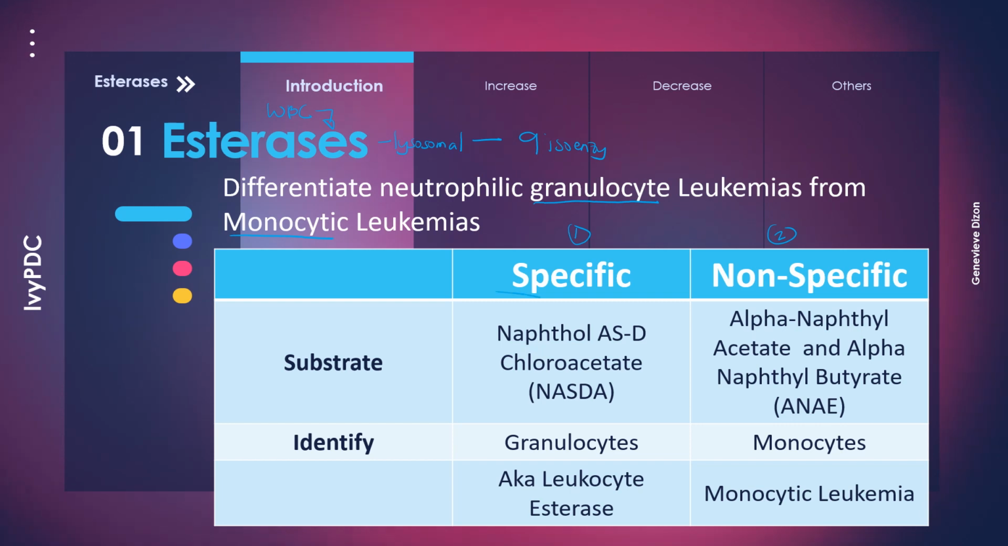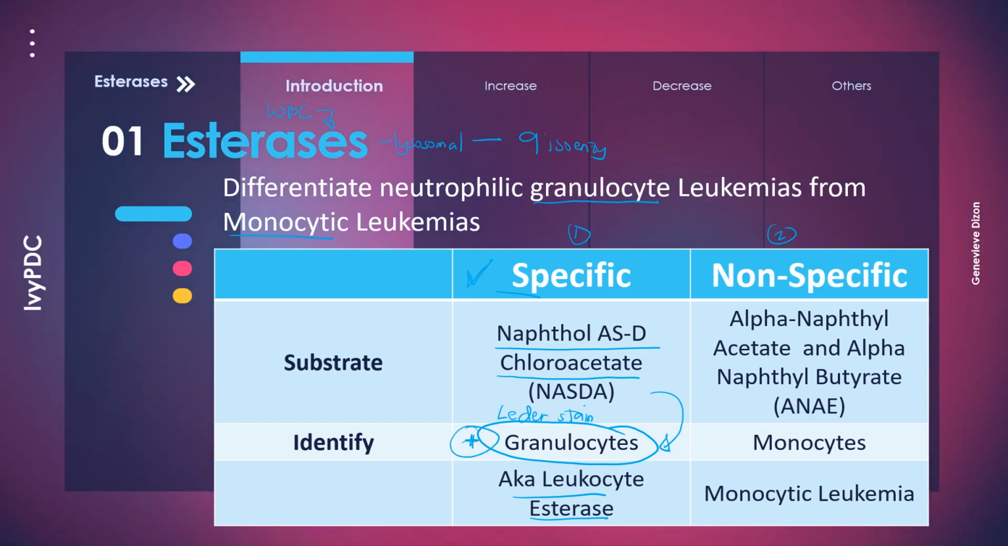The specific method is also known as the leukocyte esterase method, which uses the naphthol AS-D chloroacetate, also known as the Leder stain. And this is able to identify the granulocytic series, therefore the name specific, because of the fact that only granulocytes will stain positive, unlike the nonspecific where other cells may possibly be stained as positive as well.